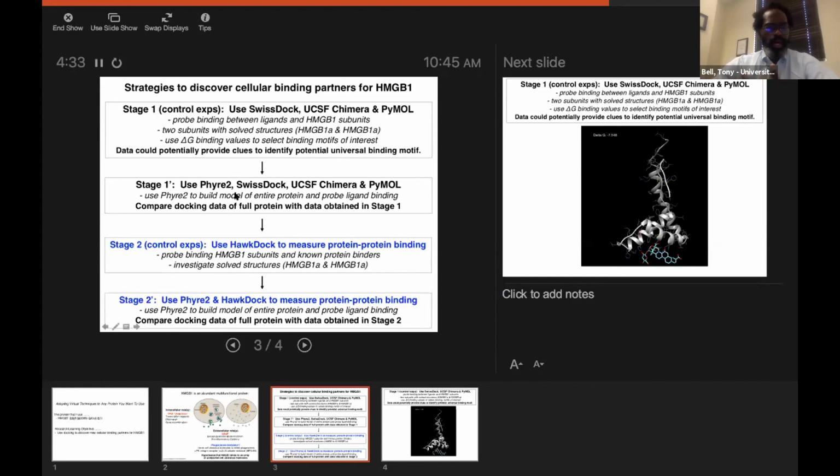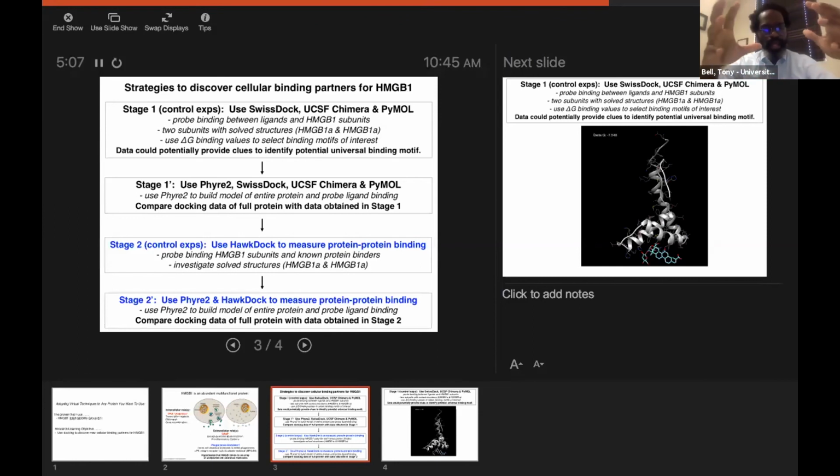Another good thing is that although two subunits are already known, the full-length protein has not been solved. So we can use FIRE2 to generate a PDB model of that. Then we can go back through the SwissDock, UCSF Chimera, and PyMOL iterations again and compare that data with what we've seen before, to see if the full-length protein has any different type of binding conformers from the controls, or what we're calling the controls.